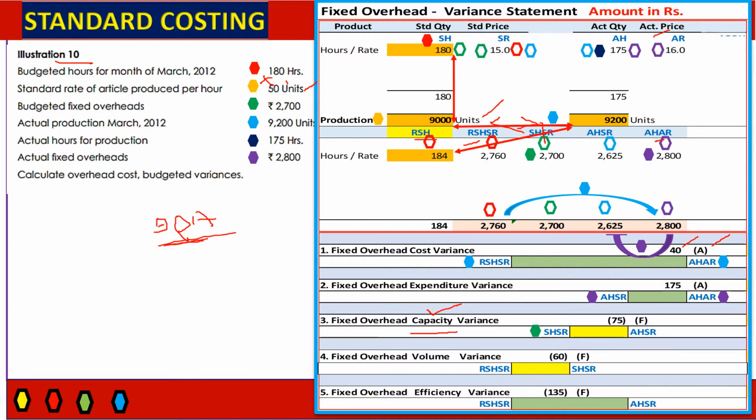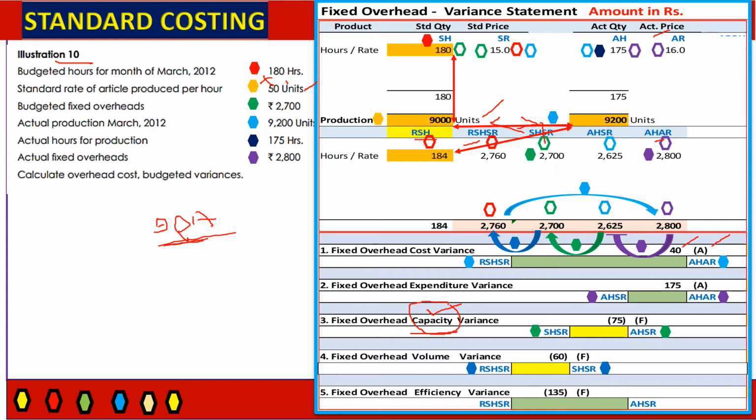Then we will take the third one, AHSR minus SHSR. It is capacity variance. Note the thing, instead of mix and yield, we call it capacity here. 2,625 minus 2,700 is negative. When expense is negative, it is falling, means it is favorable. Then overhead volume variance. Once again, SHSR minus RSHSR. 2,700 minus 2,760, minus 60, it is favorable.